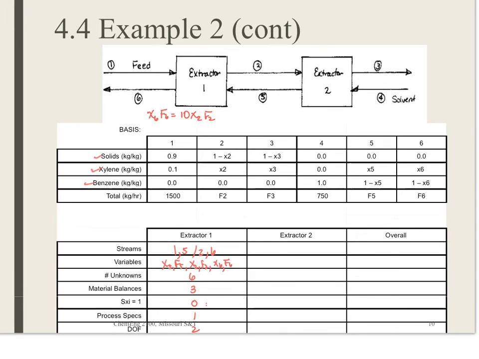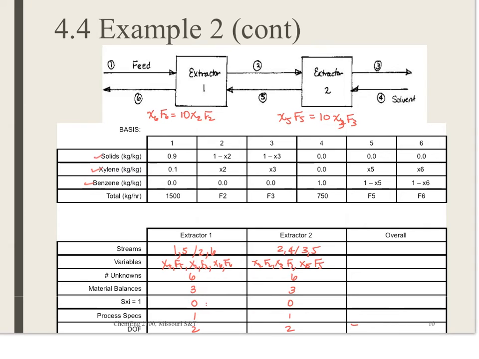Here I have streams 2 and 4 that come in, and streams 3 and 5 leave. In this case, the variables are x2, f2, x3, f3, and x5, f5, which is 6 variables. We're going to see that this is very much the same. I have 3 components, so 3 material balances. I have no sum of x equations, and I have one process spec. This time the process spec is that x5 f5 will be 10 times x3 f3.